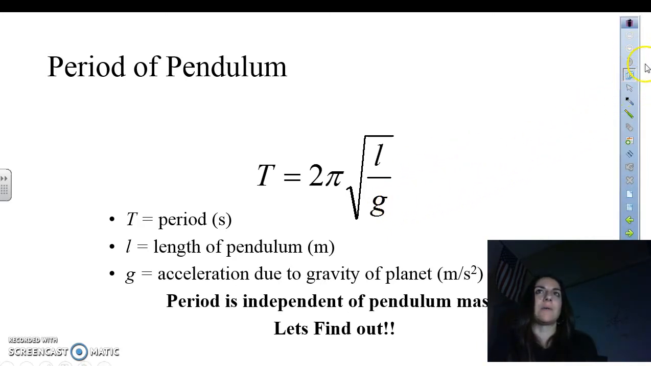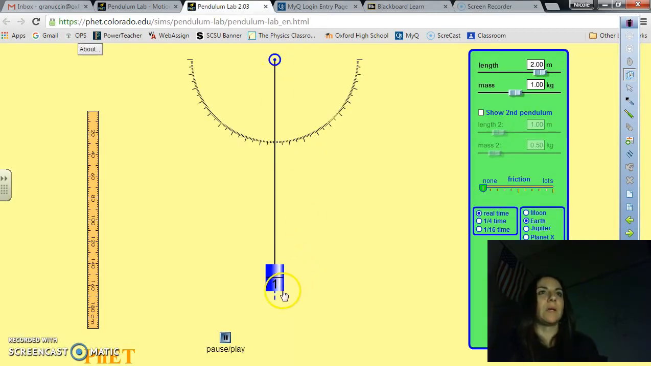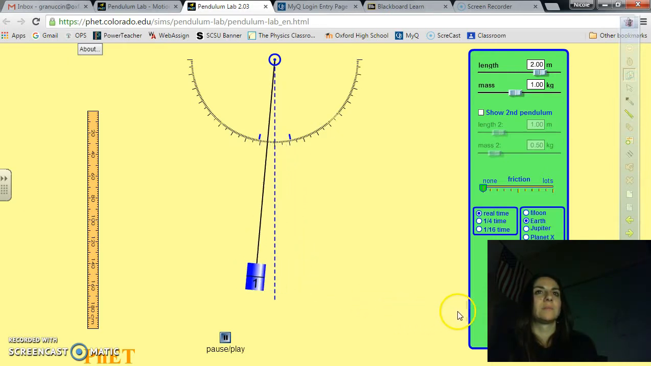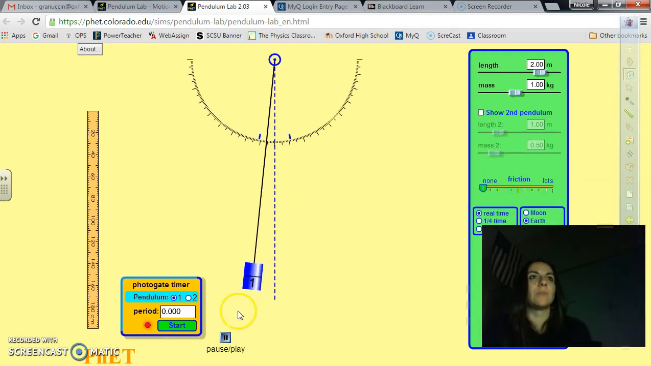So let's quickly test this out. So let's go back here. So I have a pendulum lab like this. And what you can see is I'll change, here we go, let's do about 11 degrees like that. And let's do the photo gate timer to measure the period. So this will measure our period. Now they measure from the center here, but notice that this is essentially one period from this measure. So we get 2.84 from this.